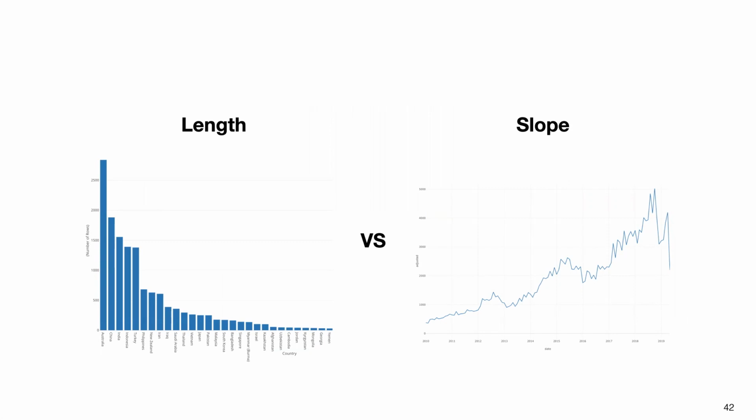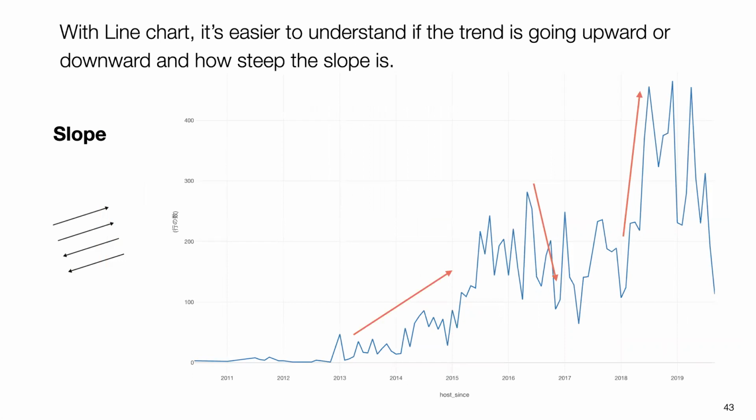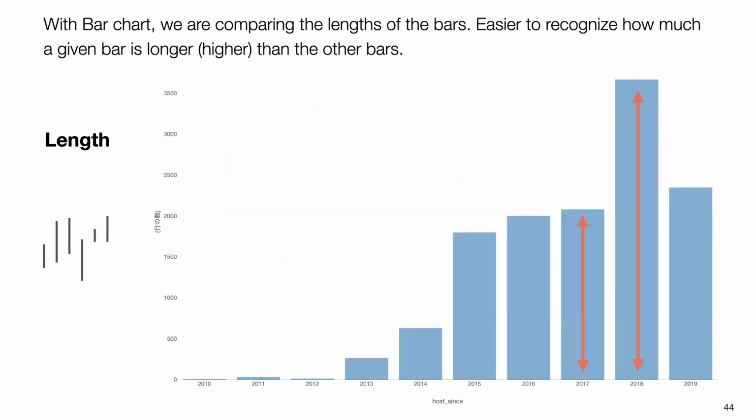So with a bar chart, we are looking at the length of the bar and comparing bars with each other. When we look at the line chart, we are actually looking at the slope. The slope tells us whether it's going upward or downward, and how steep it is. With the bar chart, we are comparing the length, and how many times more or less one bar is than the next.